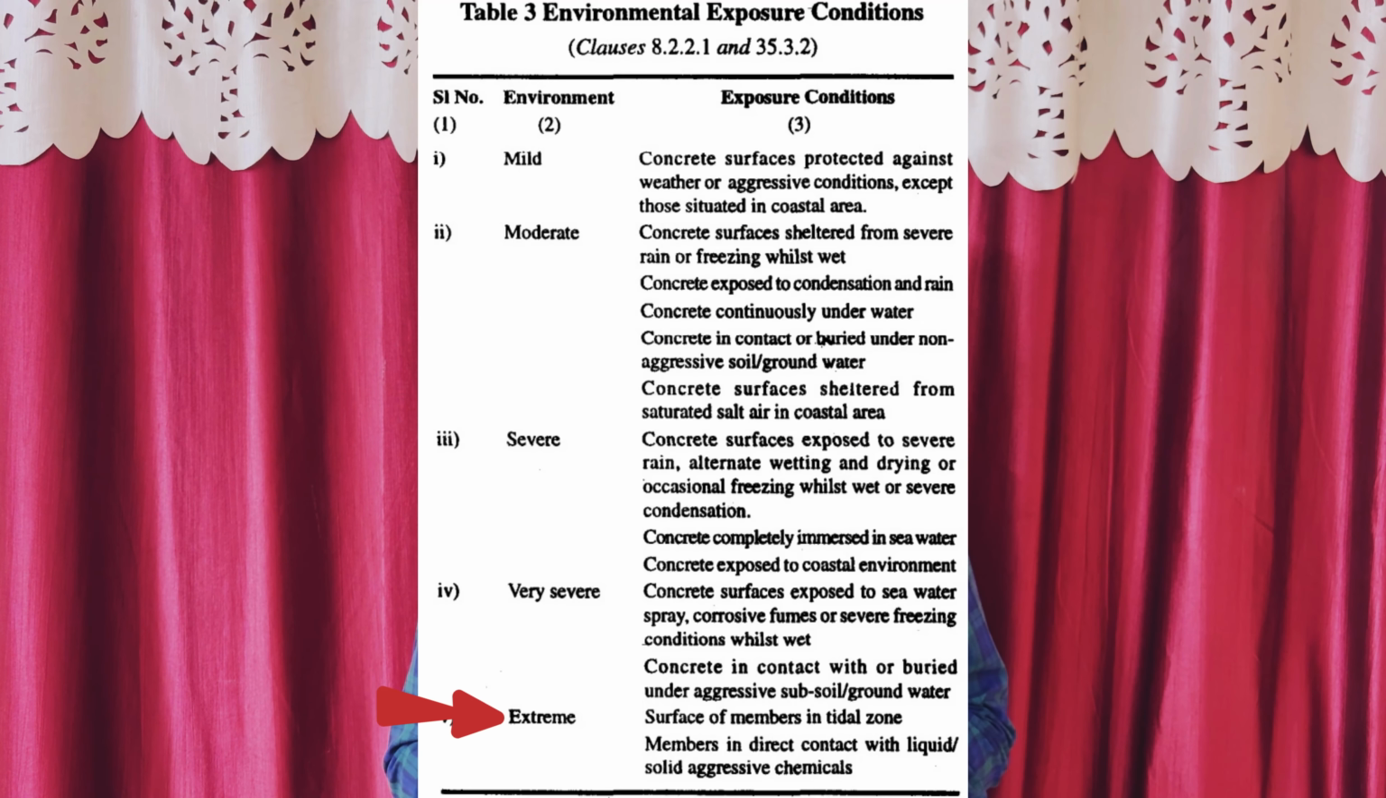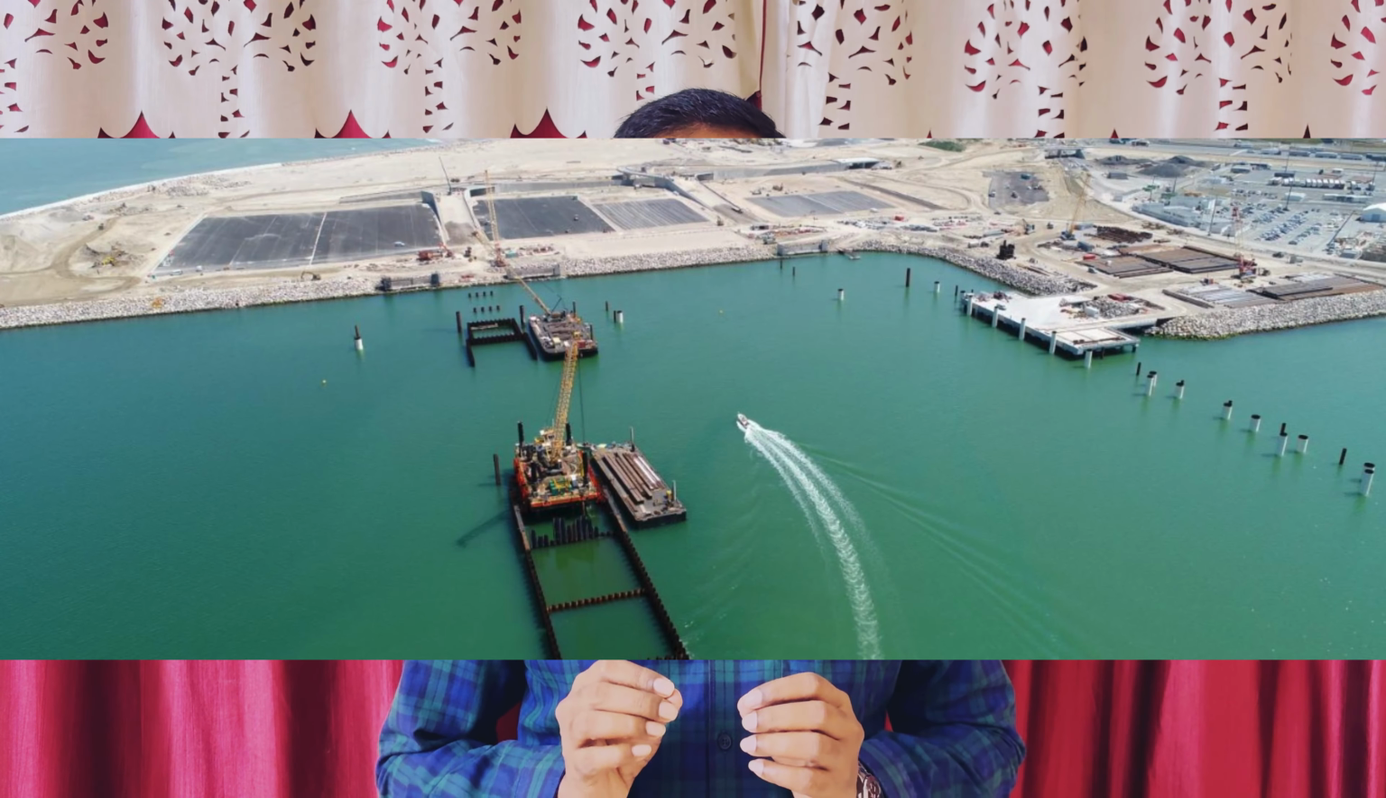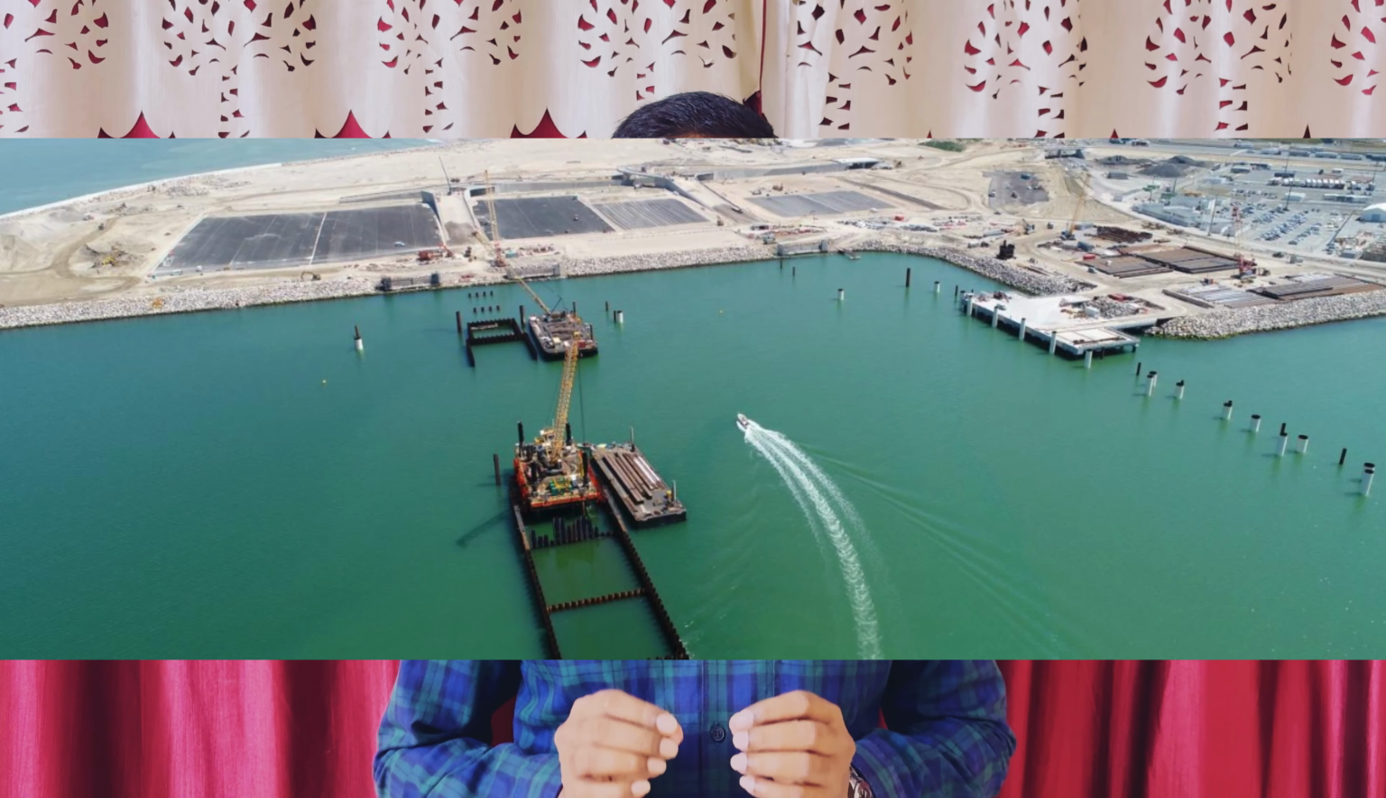Now come to the last and fifth exposure condition, which is extreme exposure condition. It applies where concrete is exposed to severe abrasion or chemicals. For example, sewage treatment plants, offshore marine structures, etc. I just mentioned offshore marine structures. What are these? These structures are engineered construction built in seas, ocean or coastal water to support activities like gas and oil production, renewable energy, shipping and coastal protection. Now we know what exposure conditions are.